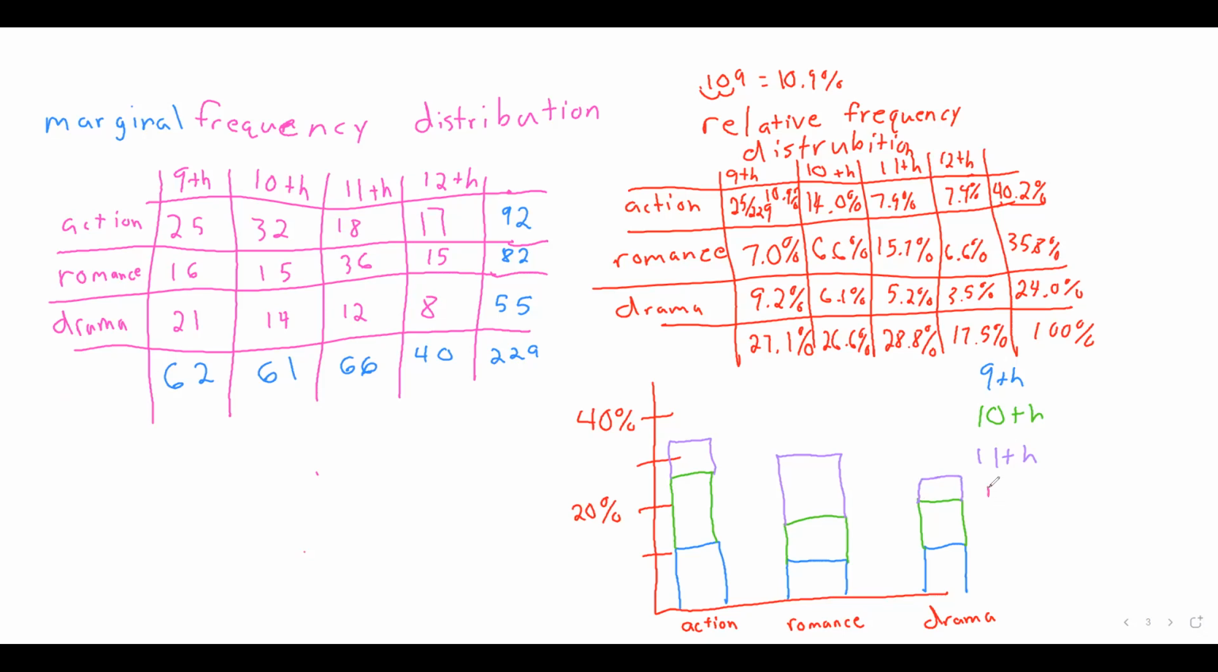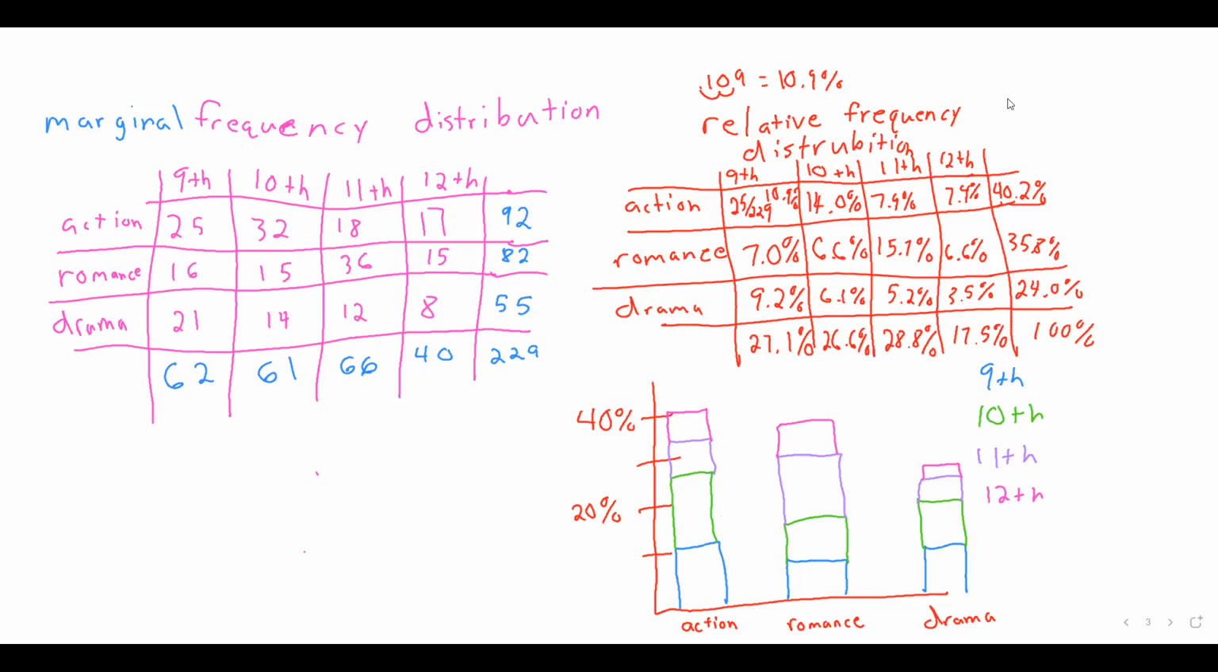Finally, we're going to put the 12th grade in pink. And 7.4 more gets added. Should total to 40.2%. 35.8, adding 6.6 there. And 3.5 to 24. Okay, we can see that there was less overall interest in drama. The most interest was action. But my largest chunk, here at romance for 11th grade, and second largest was action for 9th.